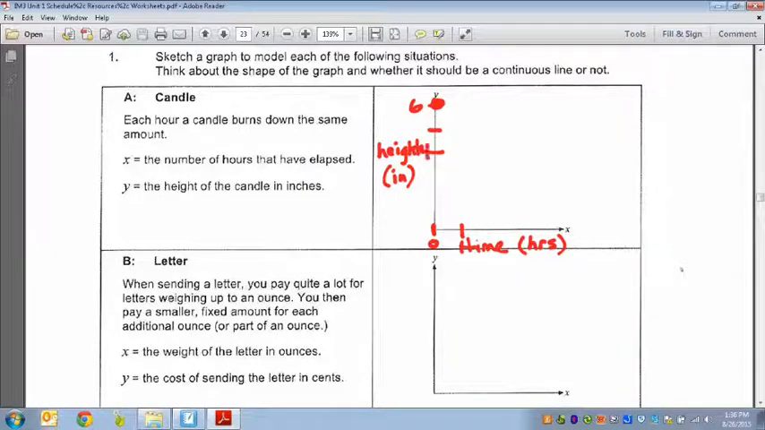So after 1 hour, it goes down 2 inches, so it's at 4. Let's say another hour goes by. At 2 hours, it burns another 2 inches, so it's down to 2. And after 3 hours, it would burn all the way down to 0, and then I have no more candle. That's all I got. The line I create would be this. And did I say line? That was a Freudian slip. I wasn't meant to say what kind of function this is. This is a line, right?